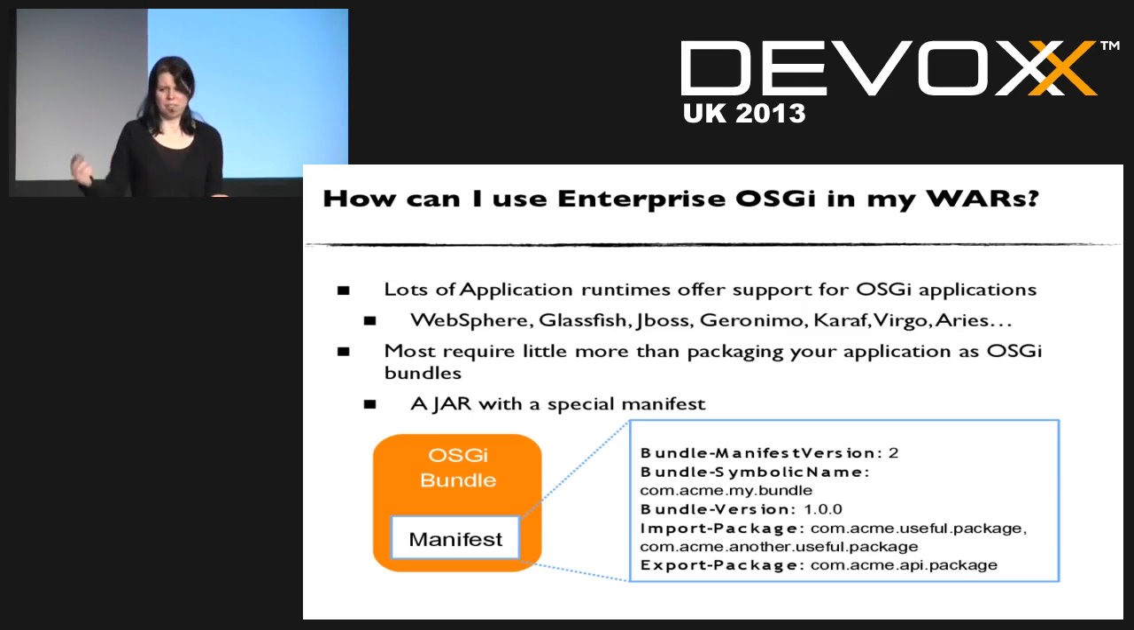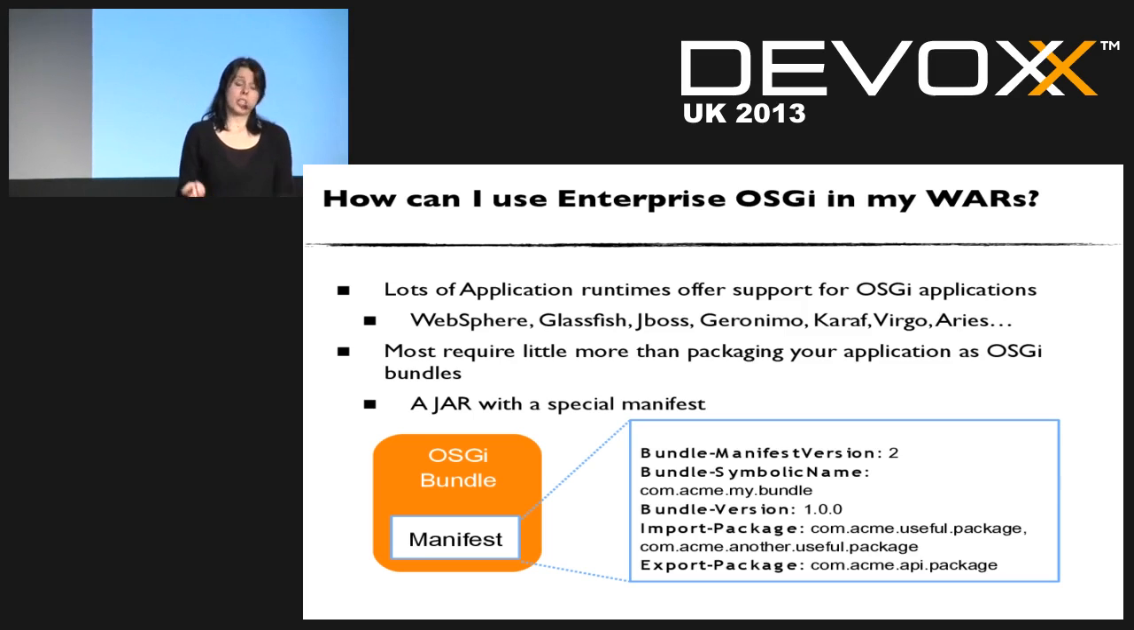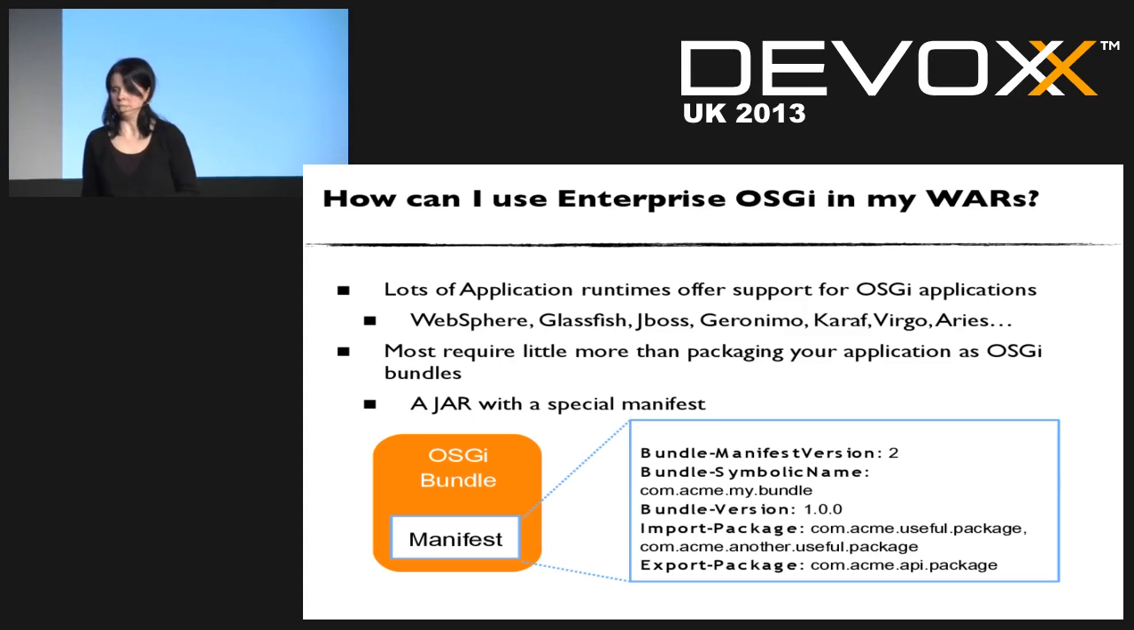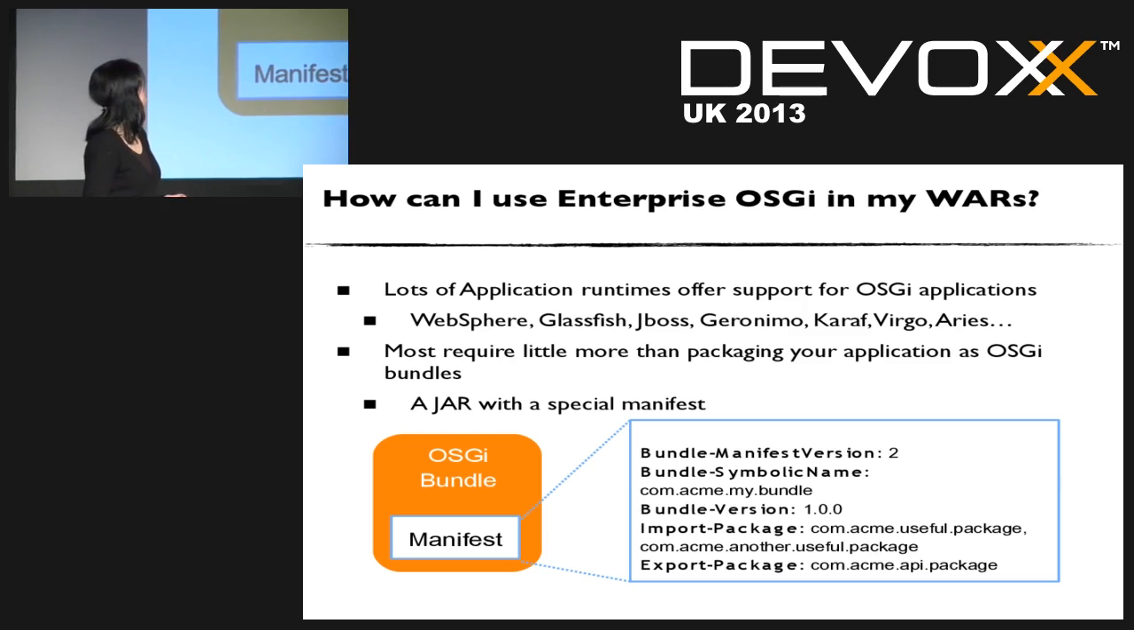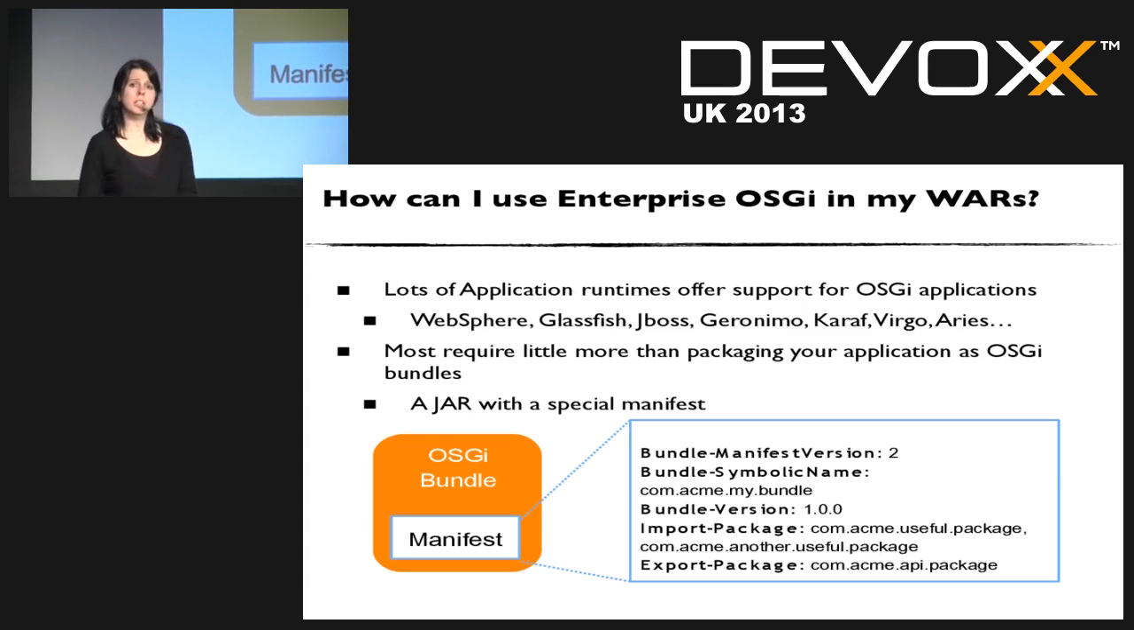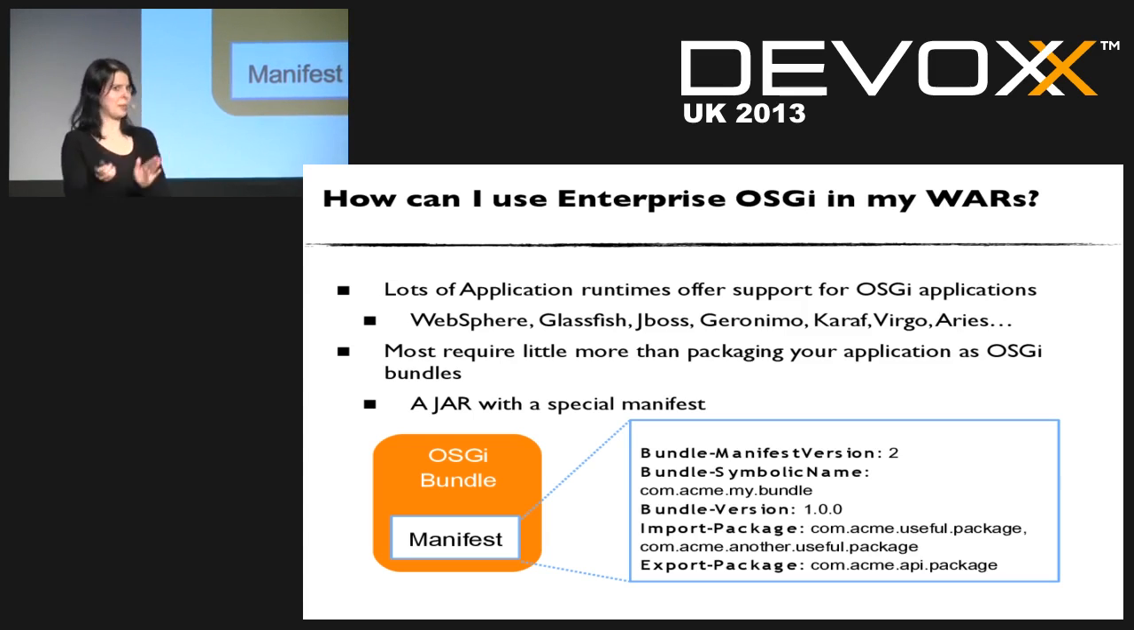With most of them, all you have to do is package your application up as an OSGi bundle. If you haven't written an OSGi bundle before, this may sound daunting. It's not really. There's lots of tooling support that makes it easy. So an OSGi bundle, it's just a jar. Good, good, good. So you get that backwards compatibility.